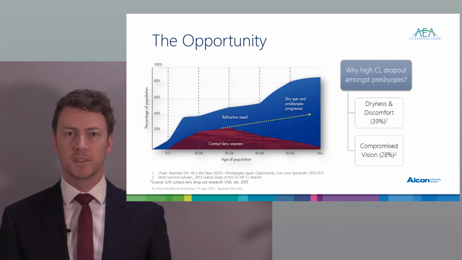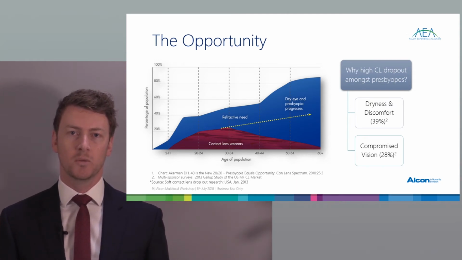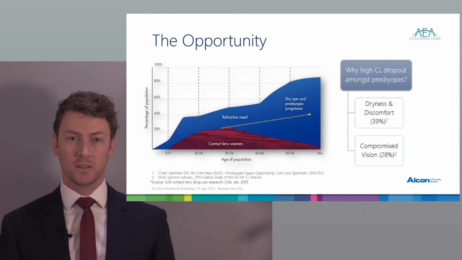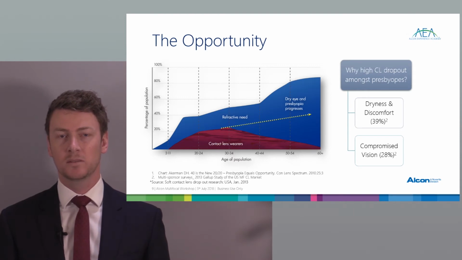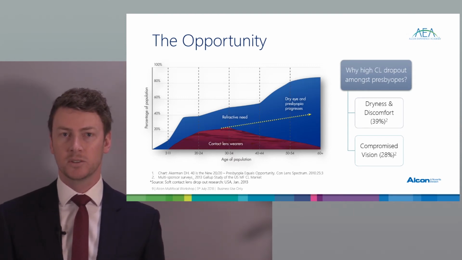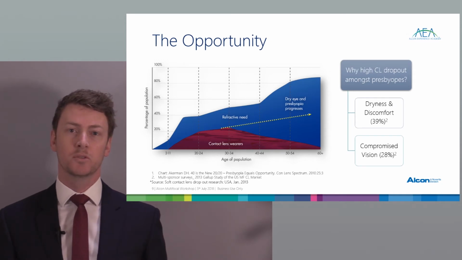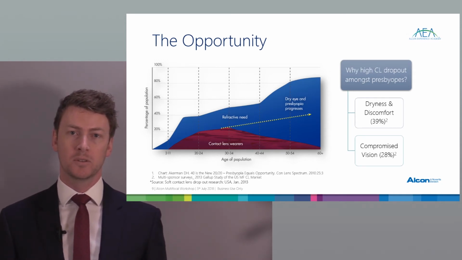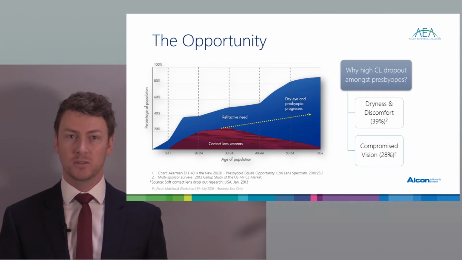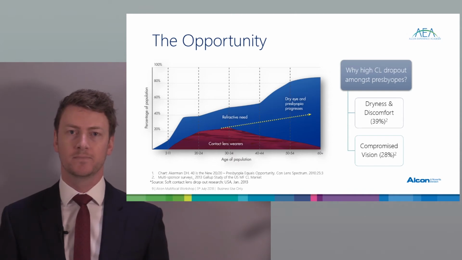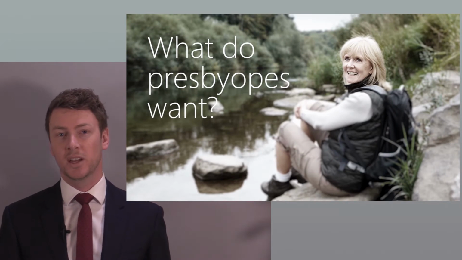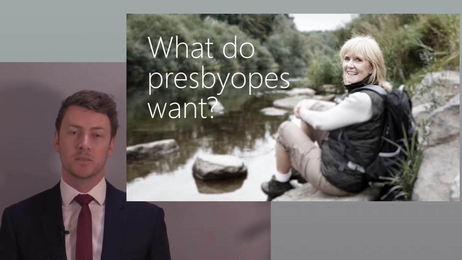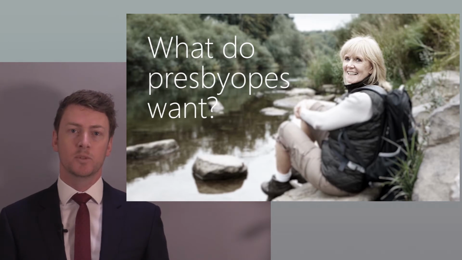Now, this study was done in 2010, before Dailies Total 1 was around, and my experience with Dailies Total 1 is that discomfort is almost a non-issue. So if you can get your patients into Dailies Total 1, you're really helping to address the discomfort issue. And by the end of Module 2, you'll know how to fit the Alcon multifocal and can really start to address the vision issue. So over time, we can start to fill in that graph and really grow our contact lens base. So, what do our presbyopes want? What did that patient of mine, Jane, need? They need comfort and vision, but they also need your expertise to help them achieve this.